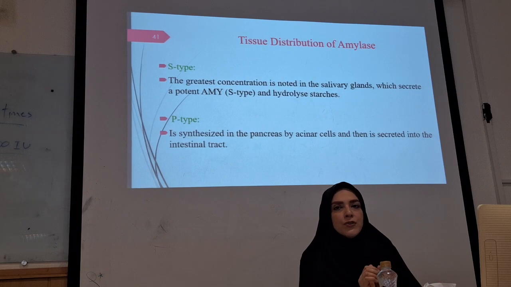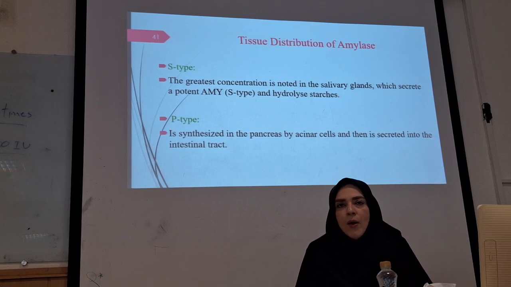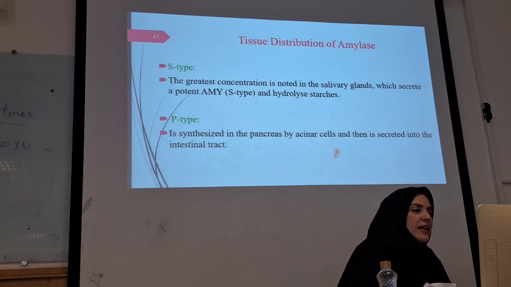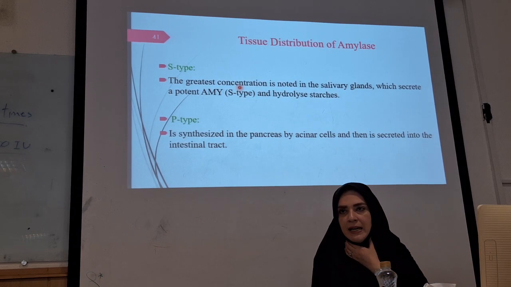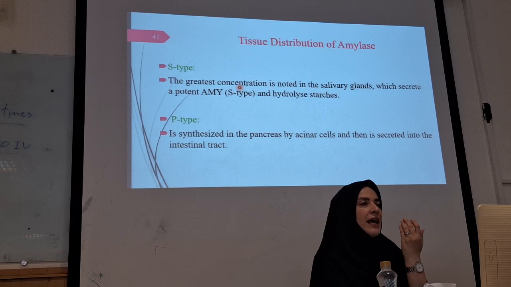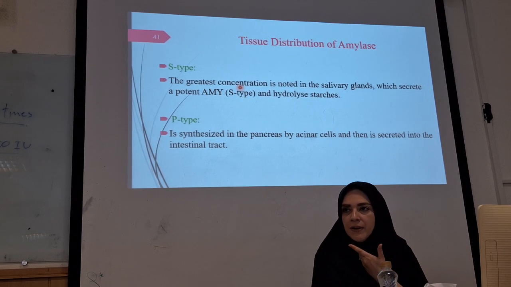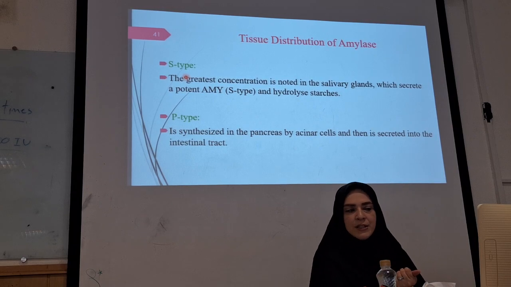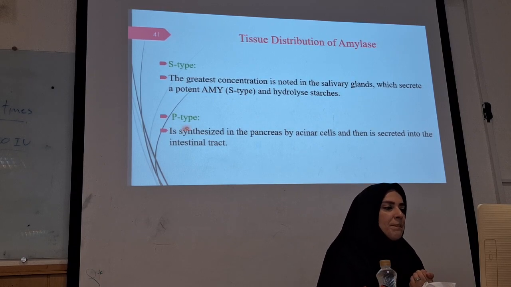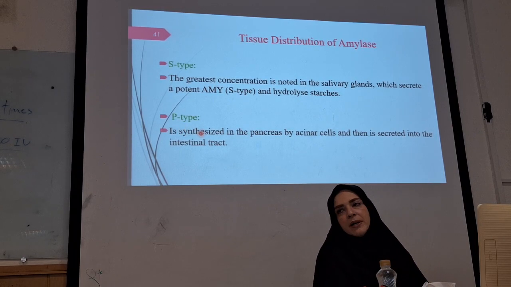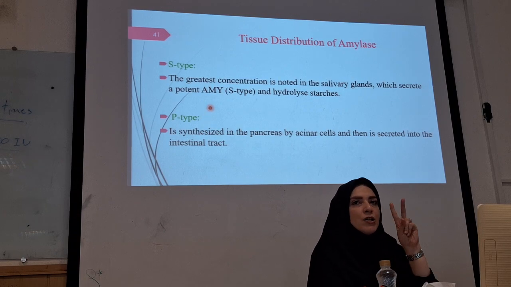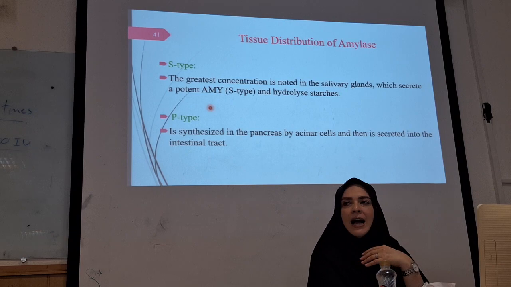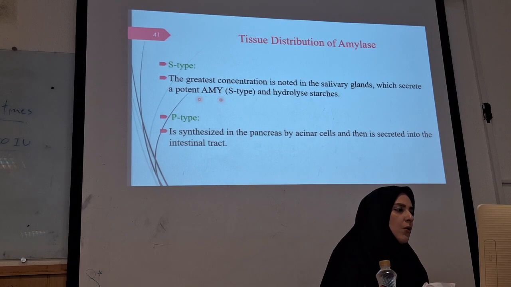We have a tissue distribution like other enzymes. We have S type and P type. S is related to the salivary gland. So any disorder, any malignancy of the salivary gland can result in an alteration of the S type of this enzyme. And what is the P type? Pancreas. Okay? So we have two types. One of them is of salivary origin, another one is P type, or pancreas.